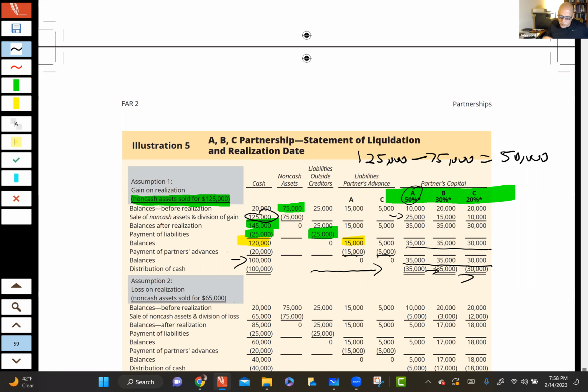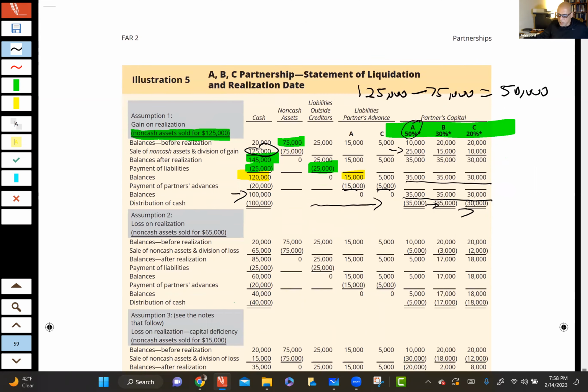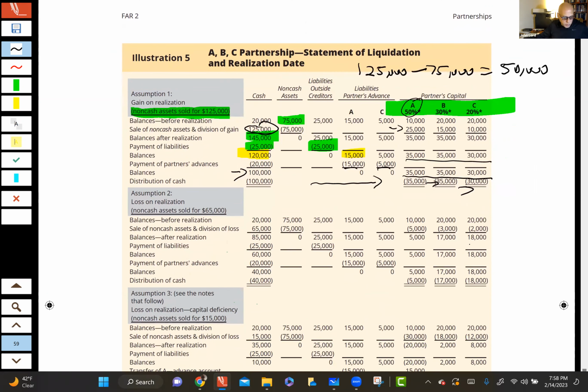Okay, I'm not going to do the other what-ifs, what if it sells for a loss, etc. You can look at those on your own. I think what you're seeing is that you just follow the directions, whatever they are.